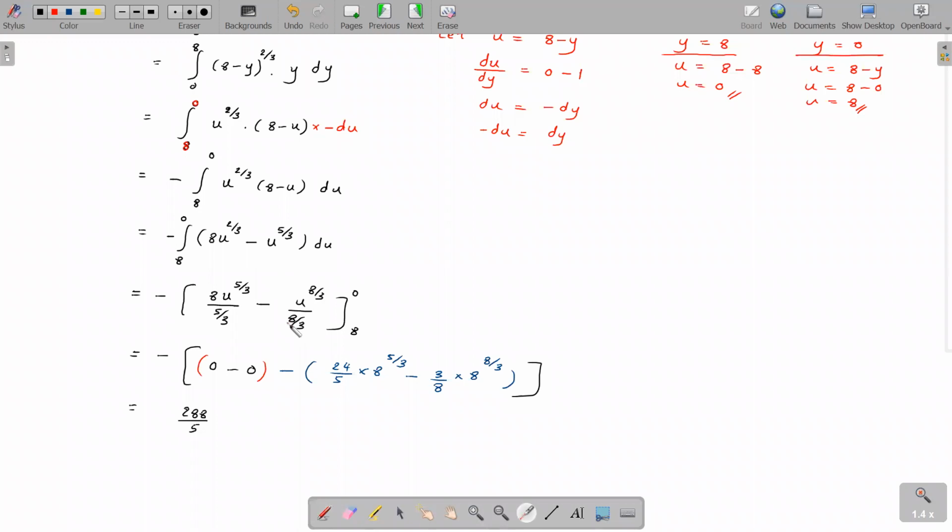Okay, guys, so I've done the rest of the work here. You can see I've substituted first the u with 0, then minus in the middle, and then replaced the u with 8. And you can type the whole thing in the calculator, you get 288 over 5.